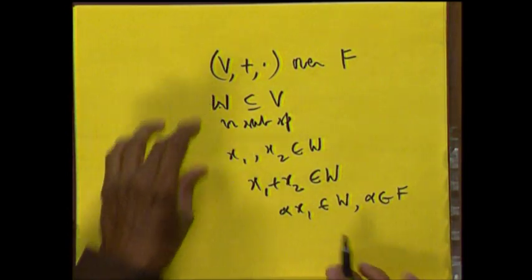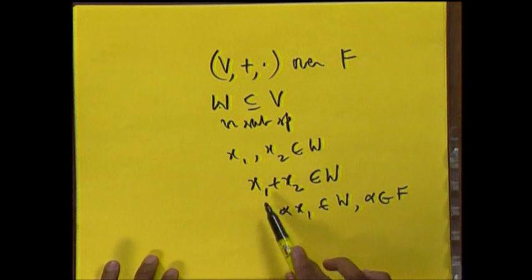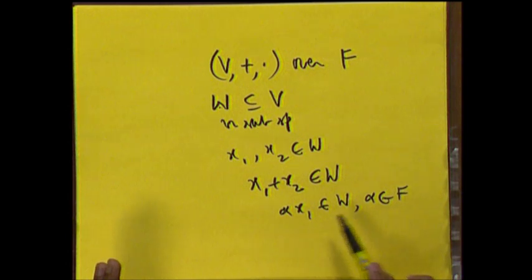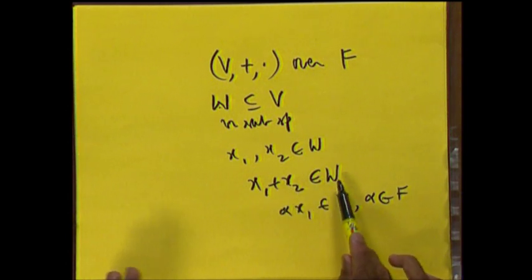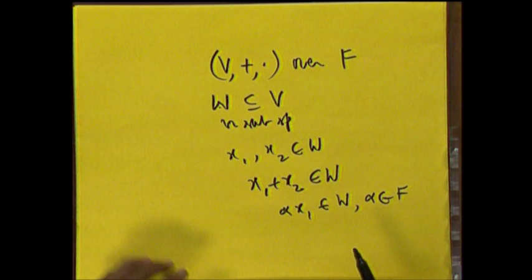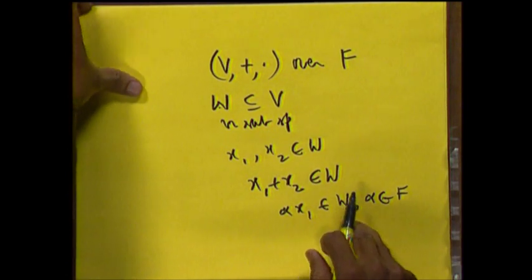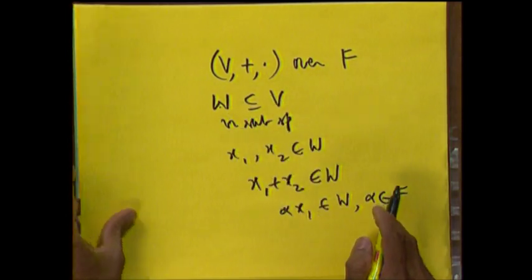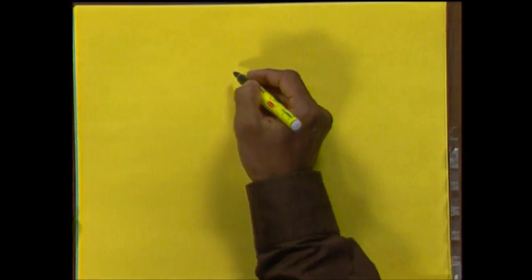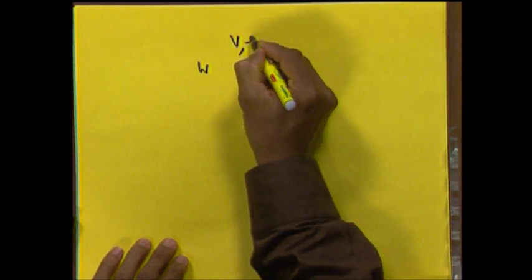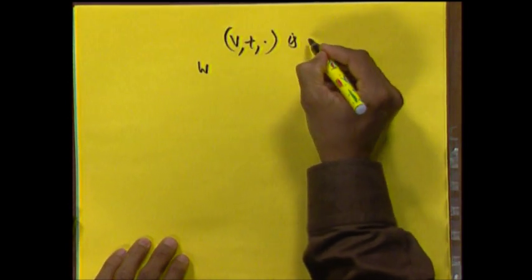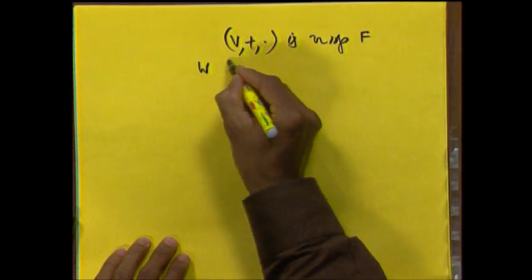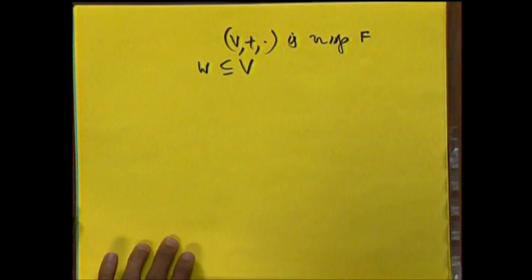So, whenever W is a vector subspace of V and x1, x2 are coming from W and alpha is coming from F, then we have that x1 plus x2 is in W and alpha x1 is in W. We have a determining criterion for a vector space as follows. I am assuming V, plus, dot is a vector space over F, and I also assume that W is a subset of V.